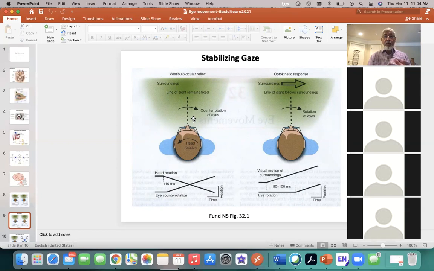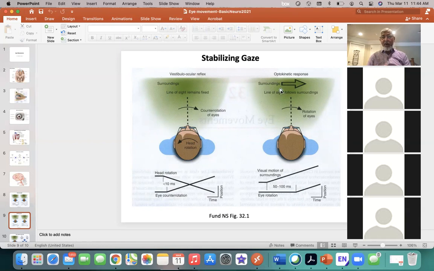Because you see, who will determine the rotation of the head? That is my vestibular system, one part of the vestibulocochlear nerve, right? The eighth cranial nerve. And then the other one is called the optokinetic response, that is more like a smooth pursuit.